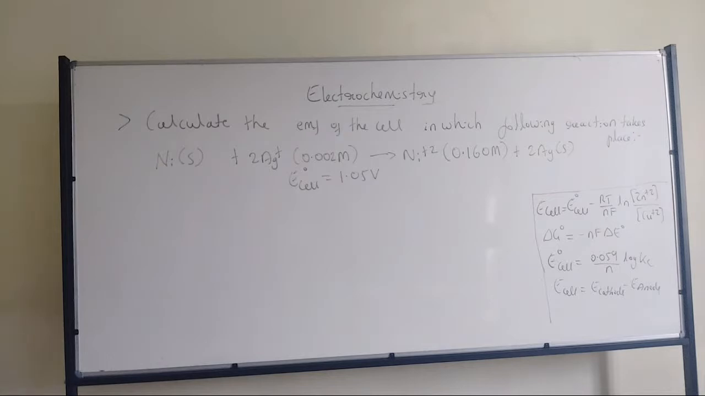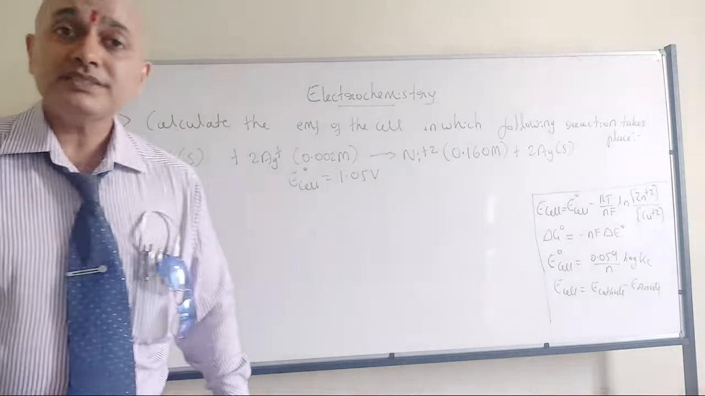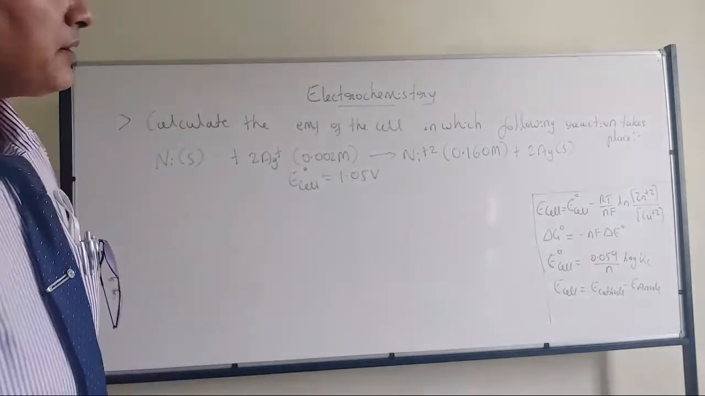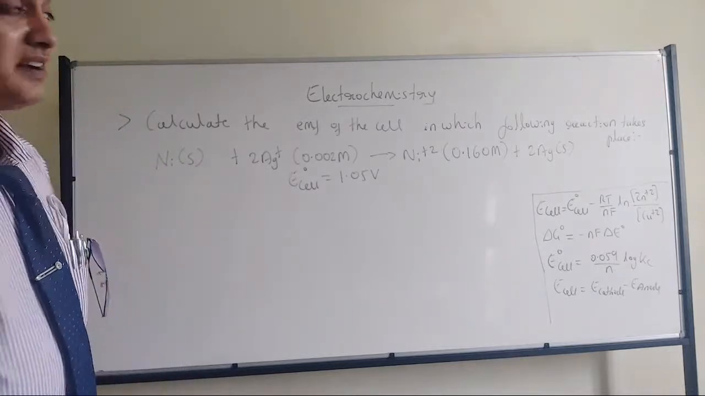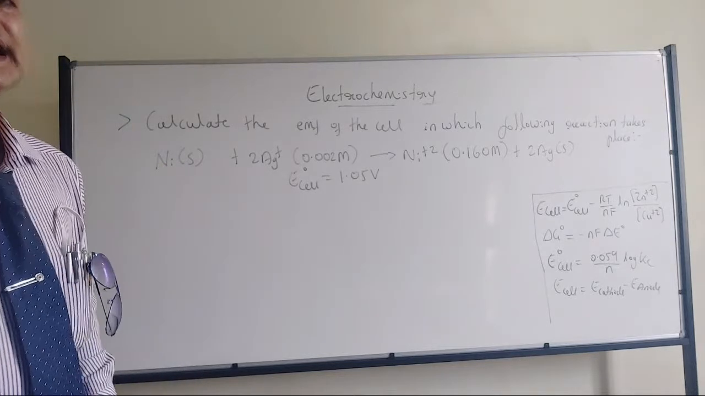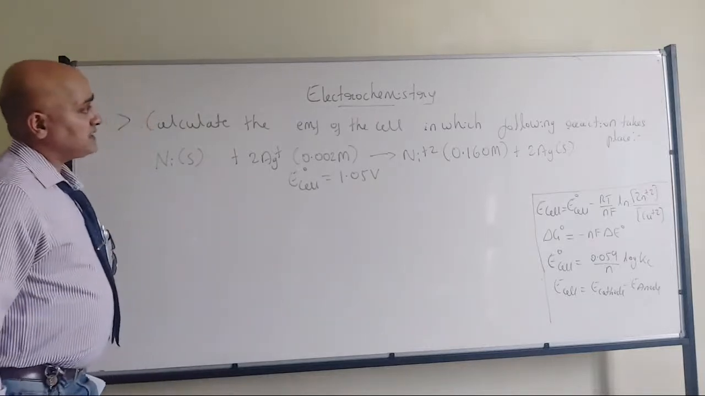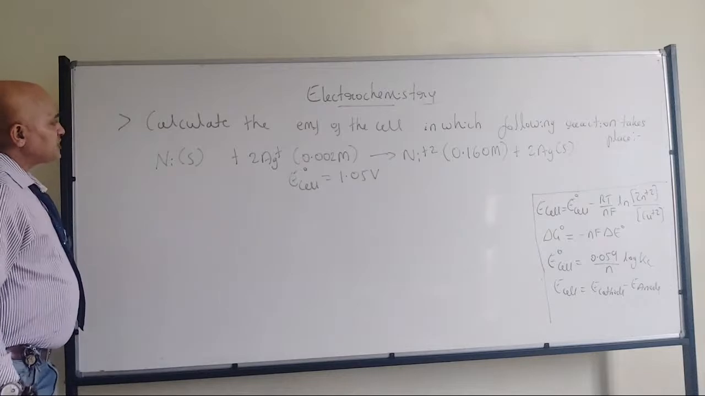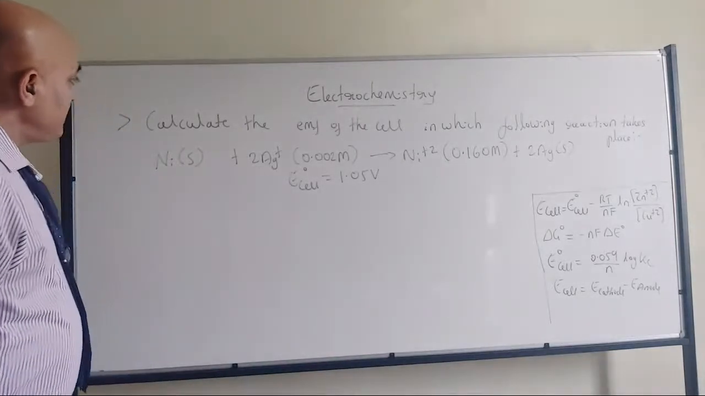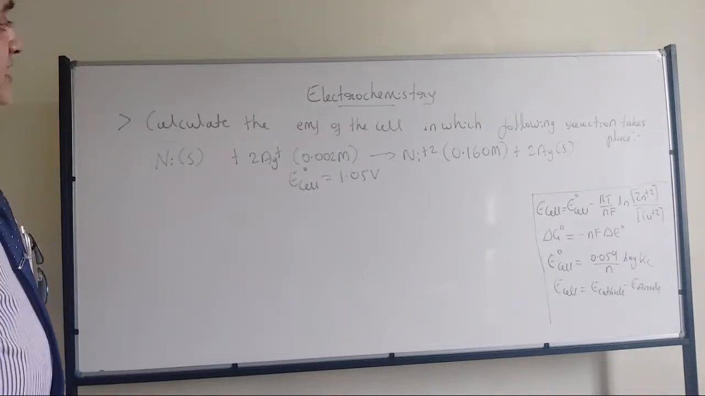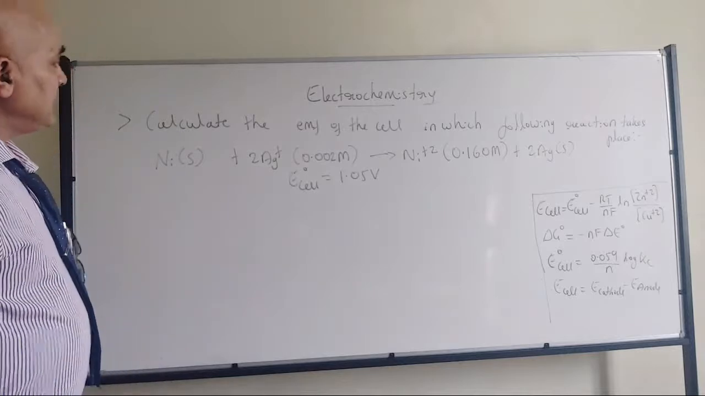So they are asking to calculate the EMF of the cell. What do you mean by EMF? That is nothing but cell potential only. But where the external voltage we are not applying, it will be zero. Under that condition it will be called EMF, electromotive force. So what is that reaction? That is nickel with silver ion giving rise to nickel ion and silver. Okay, this is the equation.